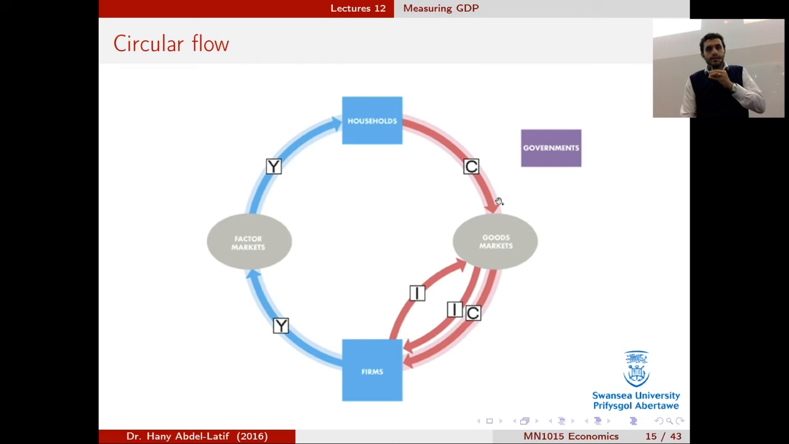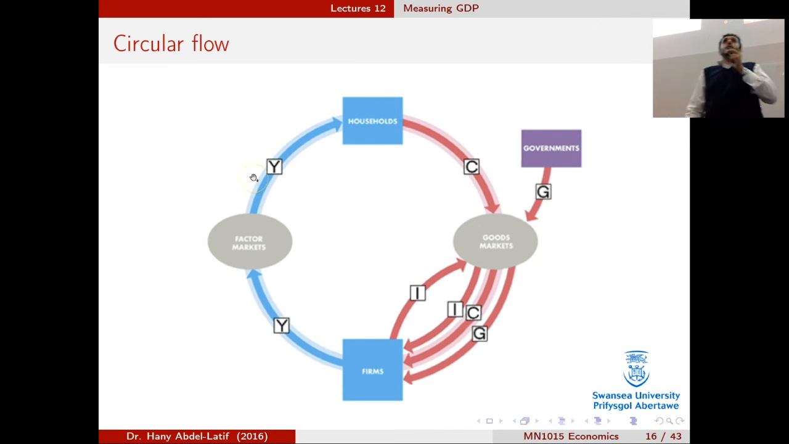So let's look at the flow. Now we have the same households and firms, we have the factor markets, we have the goods markets, and here's the output. So we look at all the final goods here, and here are the expenditures. This is what households spend on consumption, this is what firms spend on investment. But now we have government. Government is going to spend on what we call government spending, so they buy goods and services. So we will add G to this flow. So in that case, Y should equal C plus I plus G.